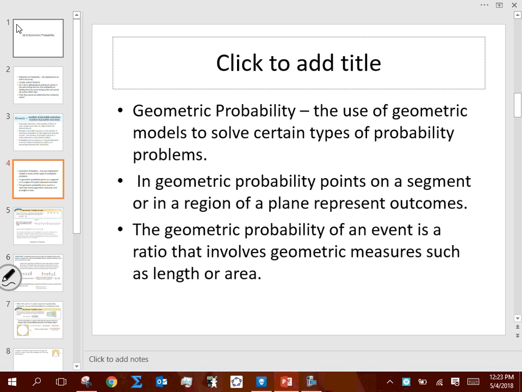Geometric probability. Okay. The probability we're talking about, for the most part, uses geometric models to solve probability questions. Okay. And the models that we're going to really use are segments and particular areas. Okay. Regions in a plane. Okay.